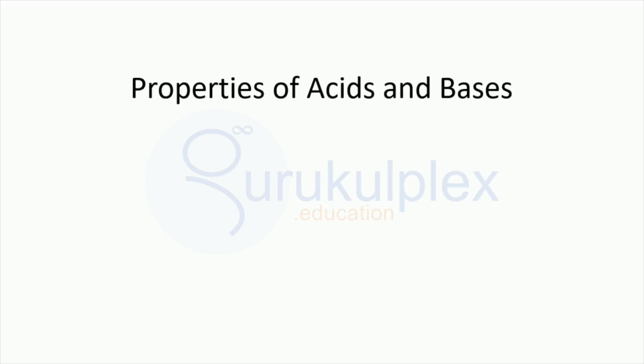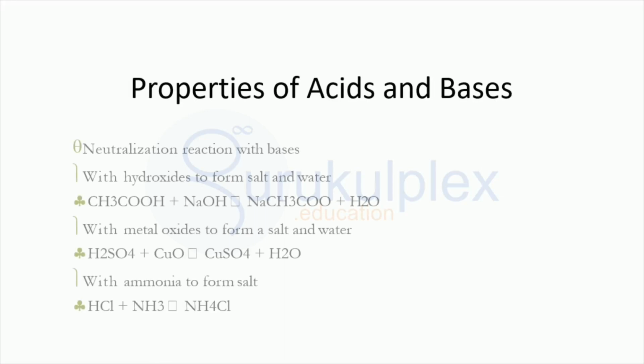Acids and bases possess properties that are utilized in practical applications. Generally, when an acid and base react together, they will undergo a neutralization reaction, which results in the production of a salt and water. For instance, when acetic acid combines with sodium hydroxide, sodium acetate and water are produced. In a similar way, when sulfuric acid and, say, copper oxide interact, the result is copper sulfate and water.